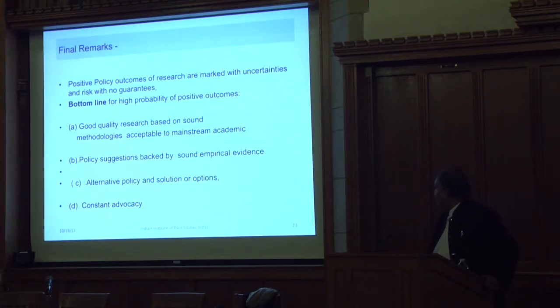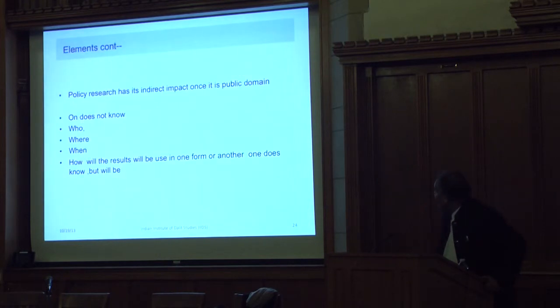academics, policy suggestions backed by sound empirical evidence, alternative policy and solution or options, so that government can, there is always a political economy of policies. So you give alternative solutions and then it's quite likely one of them might be accepted. Alternative policies and solutions or options and constant advocacy. Policy research has its indirect impact on the public domain. Once it is placed in the public domain, you may not know. One does not know who, where and when, how the result will be used in one form or another. One doesn't know really. But one should continue to do research.